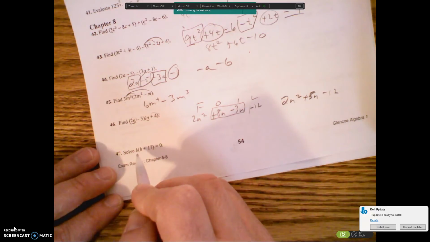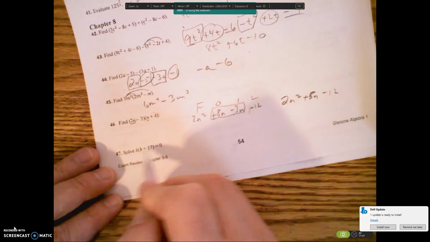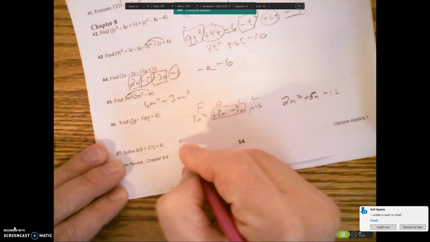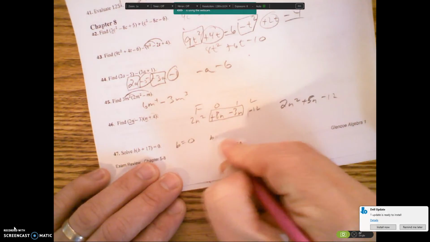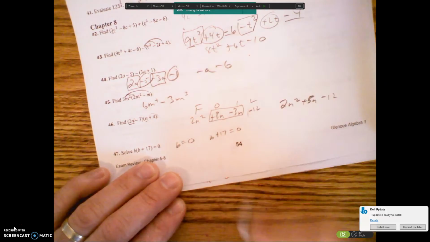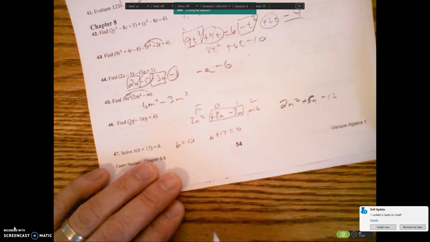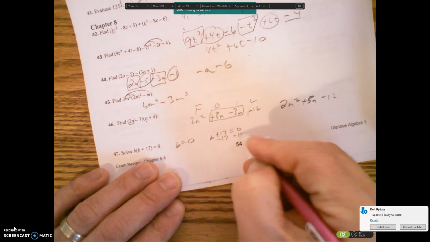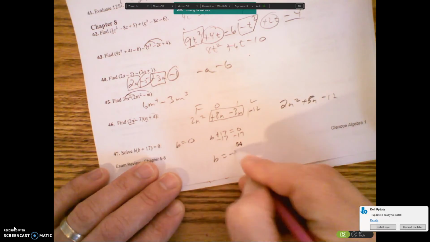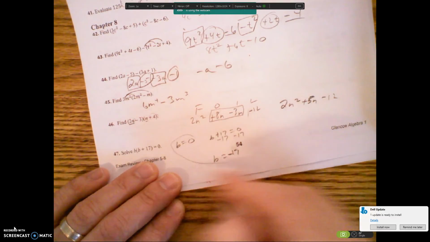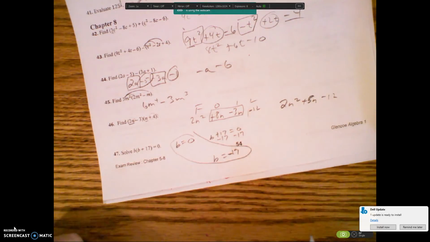47. Solve. So at some point in any solve, we're going to have to use the zero product property, and we are ready to do that because this is b times b plus 17. So I set both parts equal to 0. This one's done, so one answer is 0, and then I subtract 17 from both sides, and I get b equals negative 17. So here are my two answers for 47.